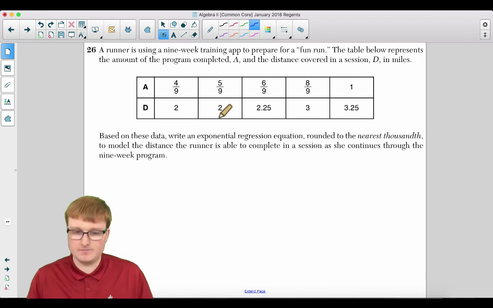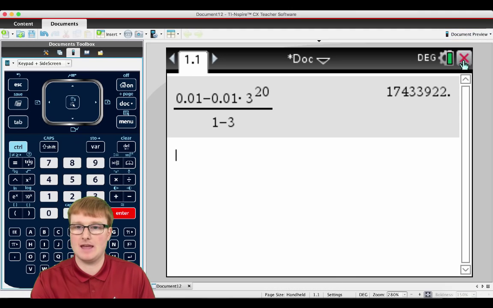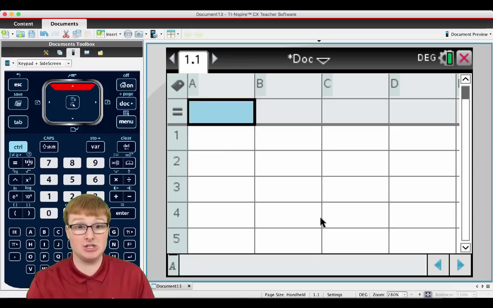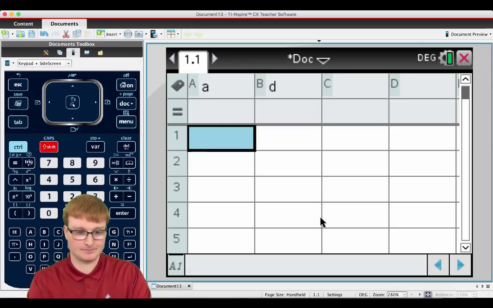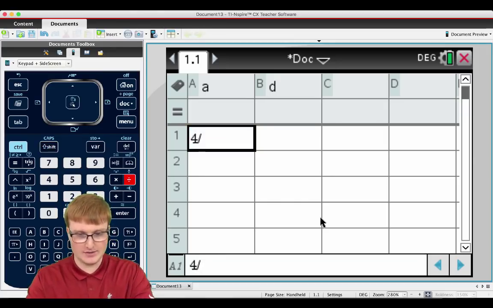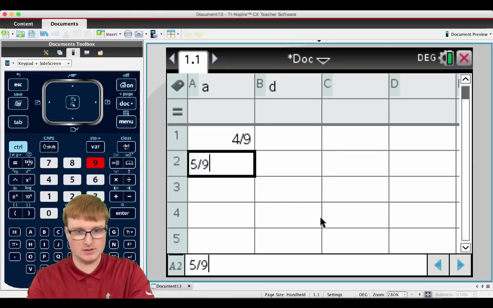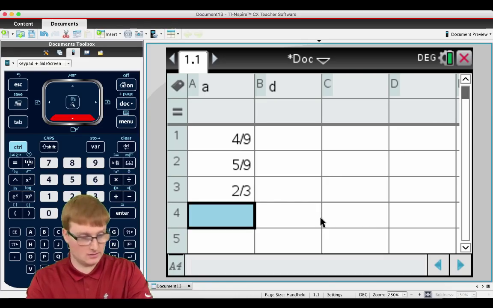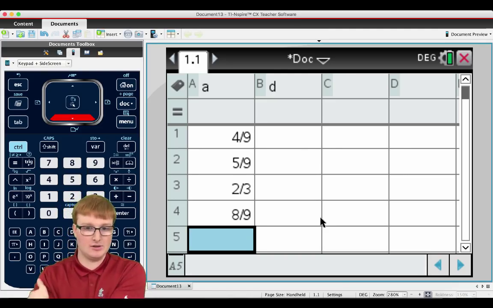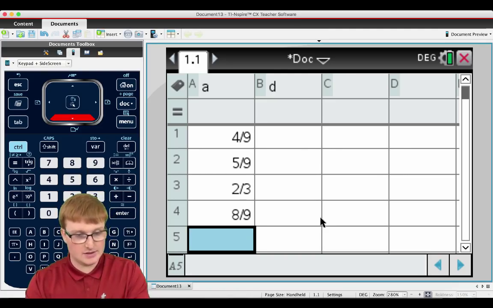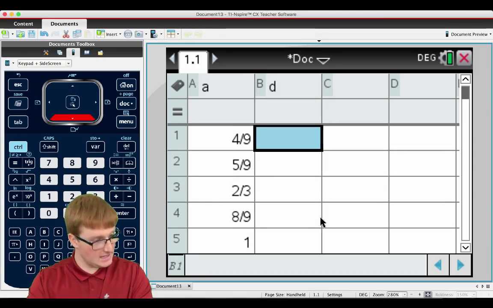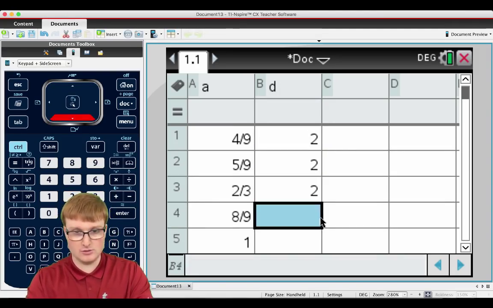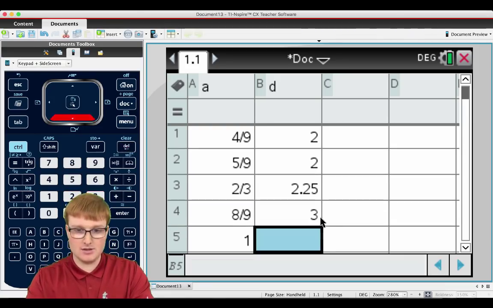So, all we do is go to your graphing calculator and type into a list in spreadsheets what we need. So, we have A and D. So, we have 4/9, 5/9, 6/9. This is a new thing that they're doing. They're skipping things around. You have to be careful. You have to go to 8/9, and this is just 1. All right, and D is 2.25, 3, and 3.25.